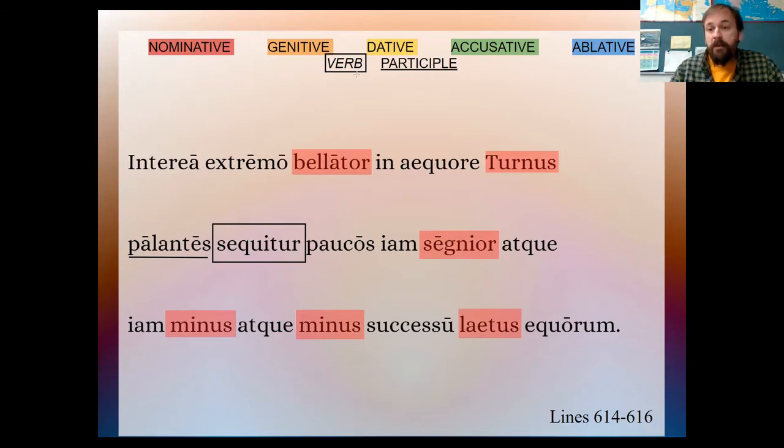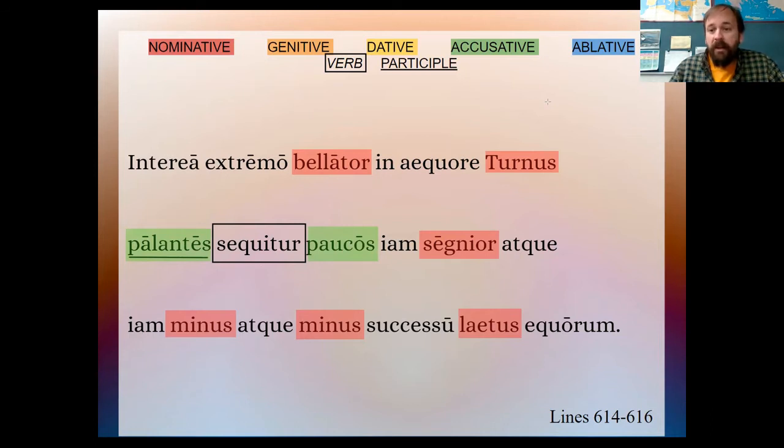The next most common thing are accusatives. So let's find some accusatives. Well, this one we already decided must be accusative. Paucos, that's an accusative ending. And that's it. There's only two accusatives. Lots of subjects, only two accusatives. So Turnus is doing something. He's following the palantes paucos.